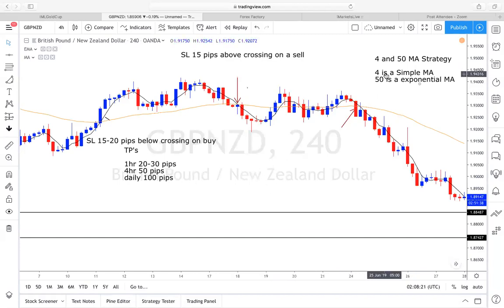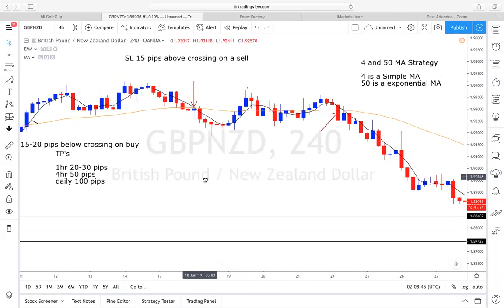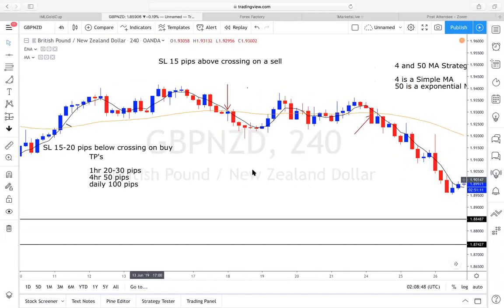The 4 is a simple moving average. MA stands for moving average. The 4 is the black one on my screen. The 50 is an exponential moving average. The 50 is the orange one on my screen. Now, the 4, the black one, pay attention. This one dictates everything. Every movement, it dictates. It's like the king on the chessboard.